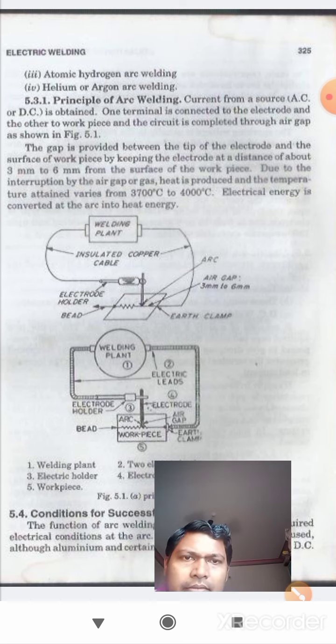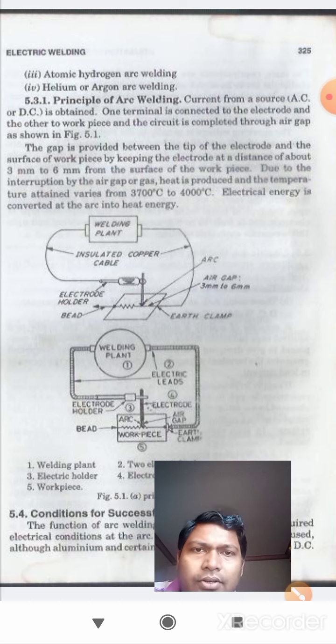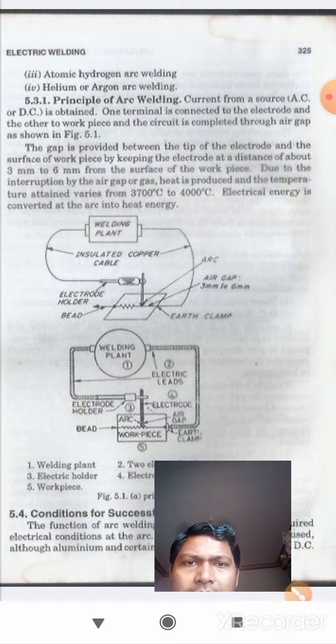So in the diagram, let us first focus on the diagram. There is an electrode holder. There is also a welding plant, insulated copper cable, air gap 3 mm to 6 mm, earth clamp, and we have a bead also. I will explain its parts also.